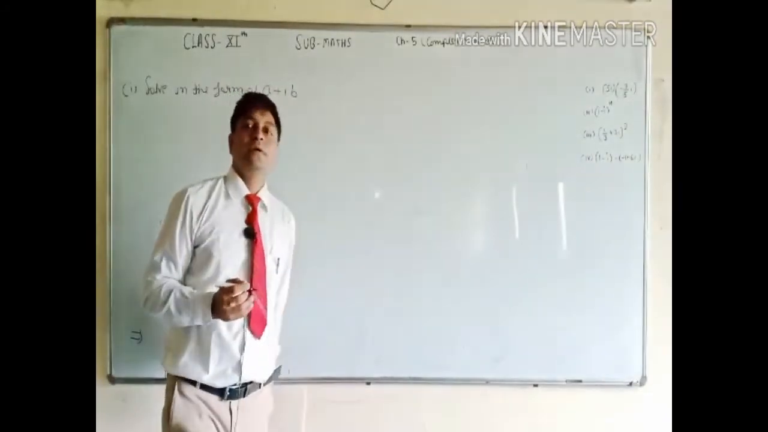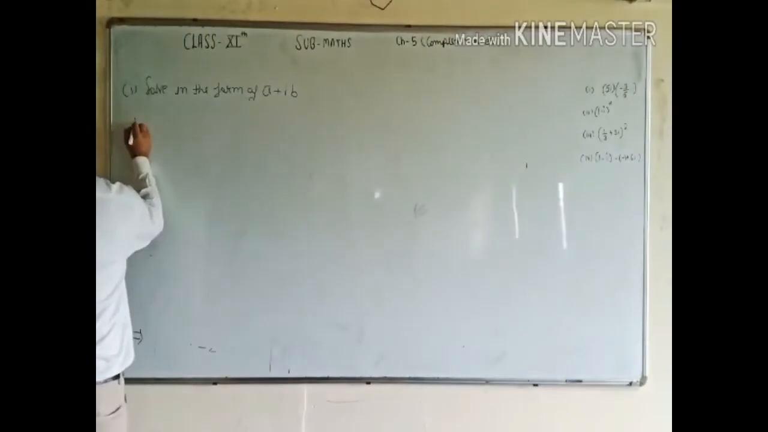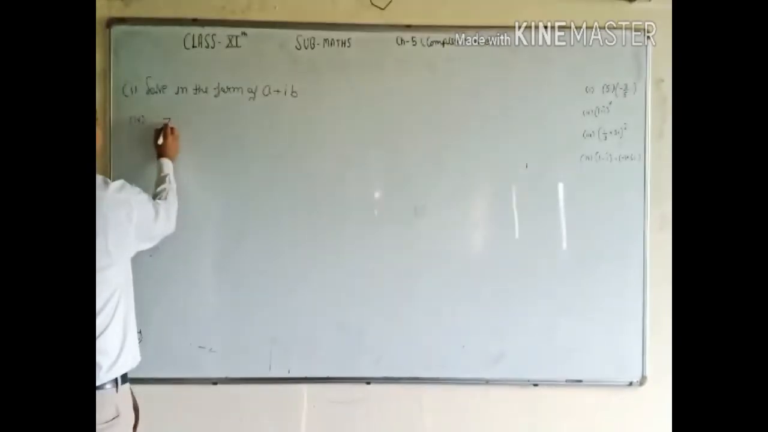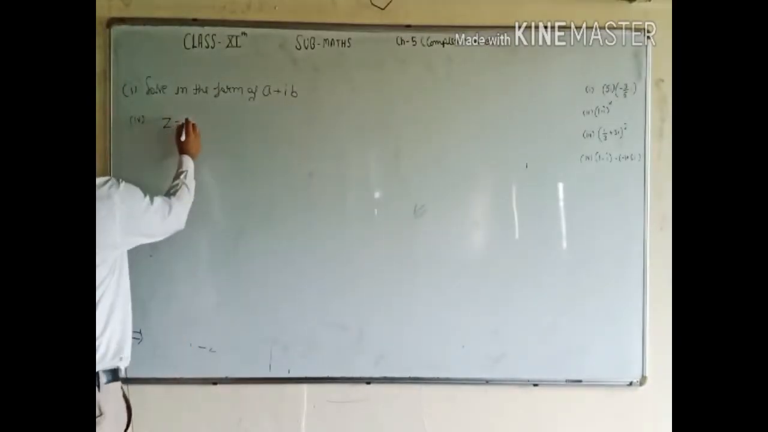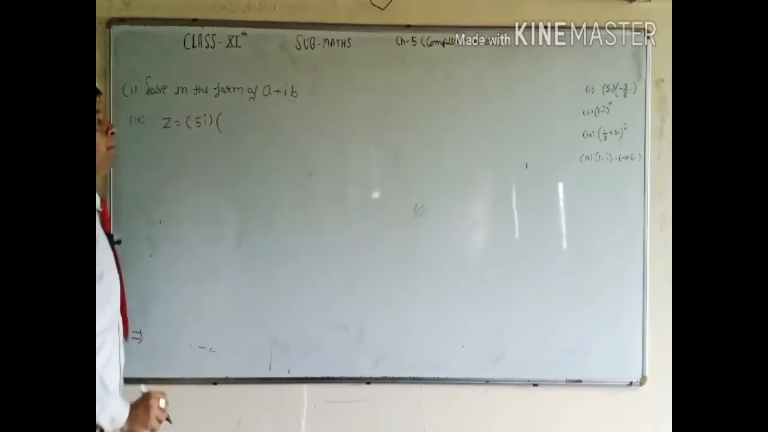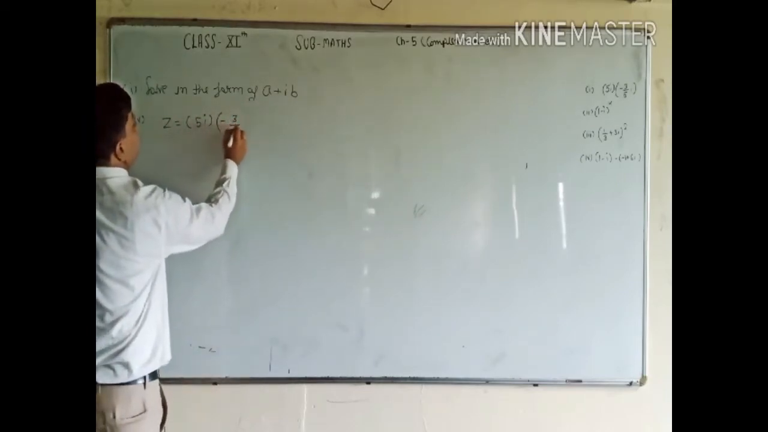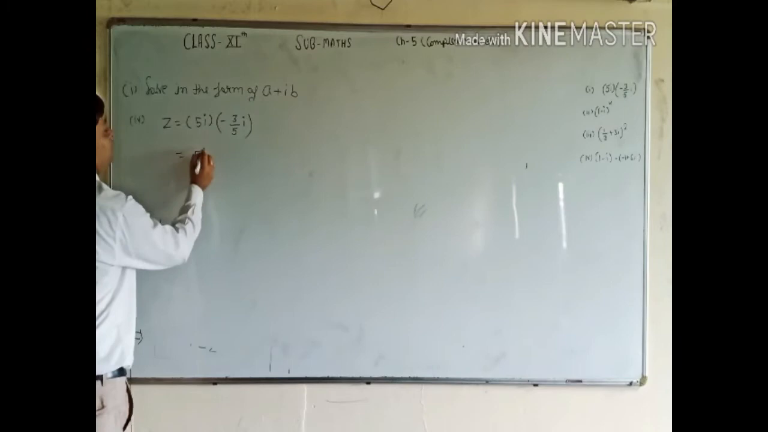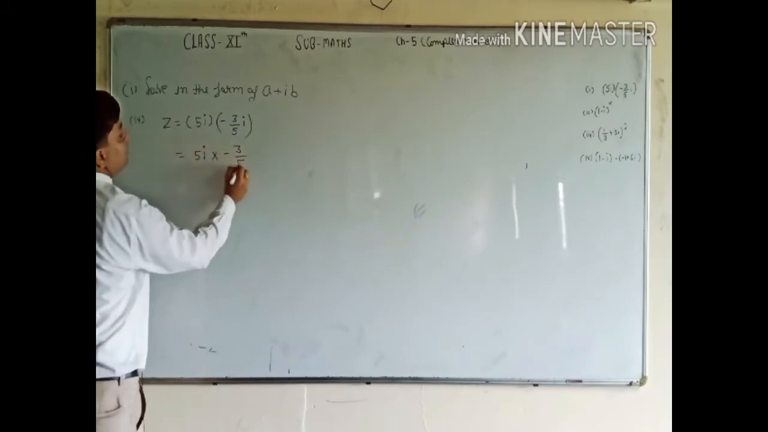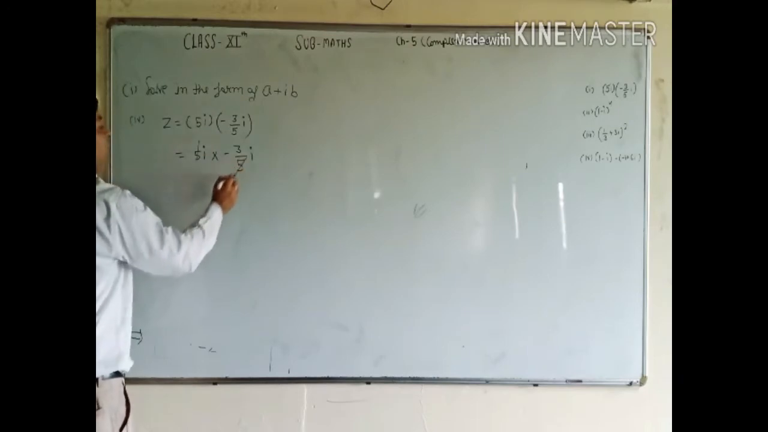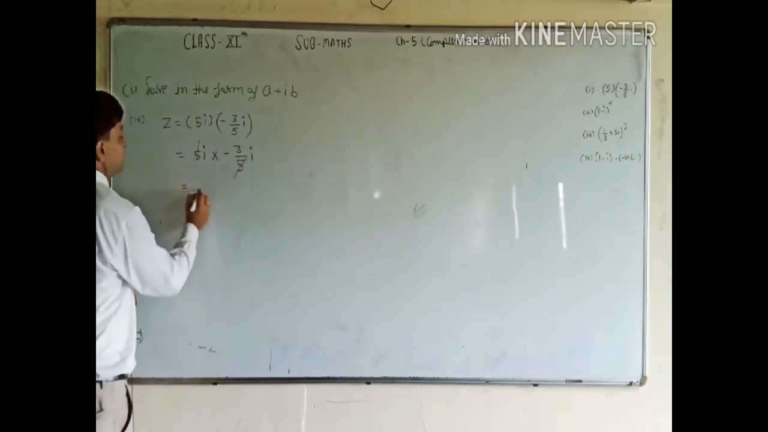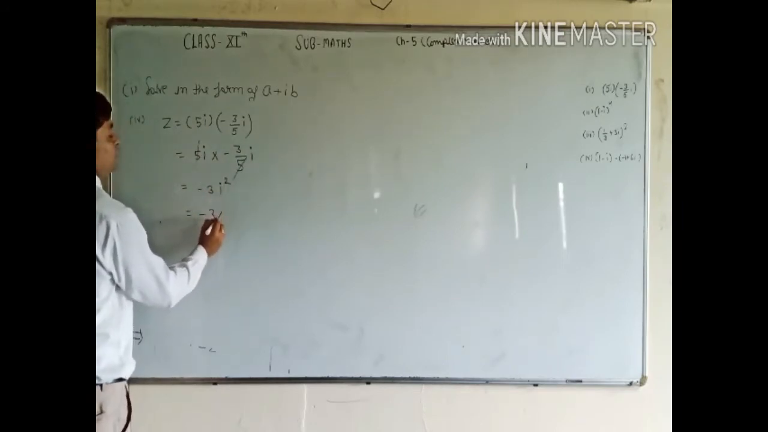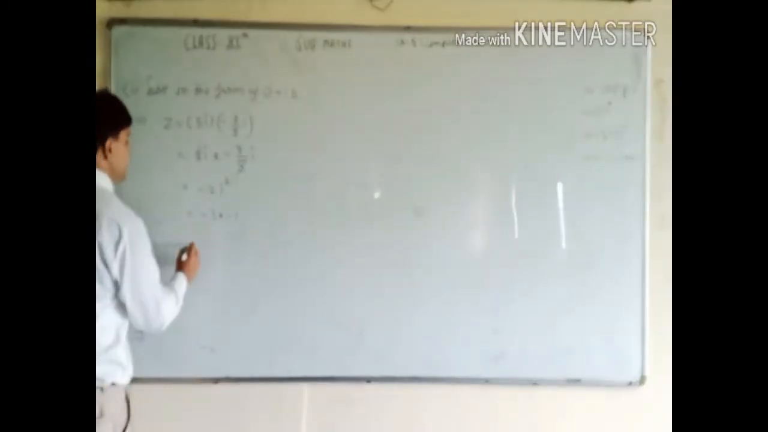Now the fourth question is to solve in the form of a plus iota b, where z equals 5 iota into minus 3 upon 5 iota. We know that this is 5 iota and this is minus 3 upon 5 iota. 5 is cancelled by 5, so this is minus 3. Iota into iota is iota square, and we know that iota square is -1, so our answer is 3.